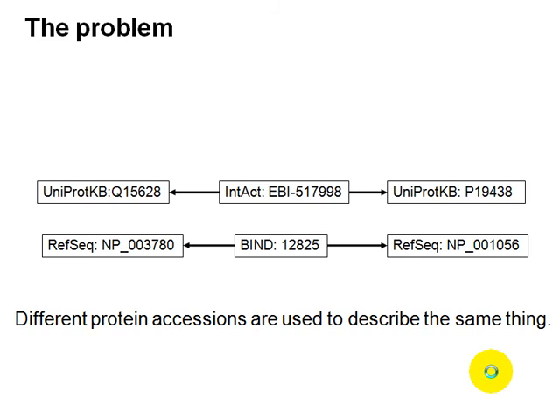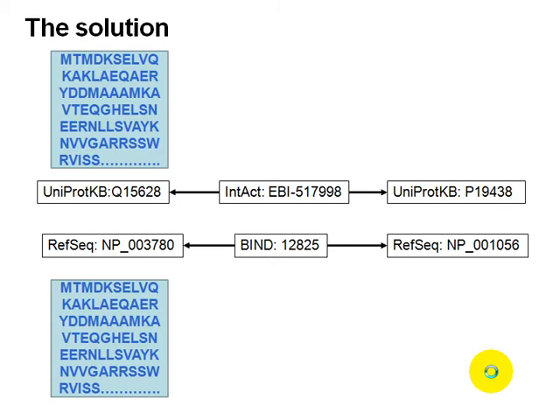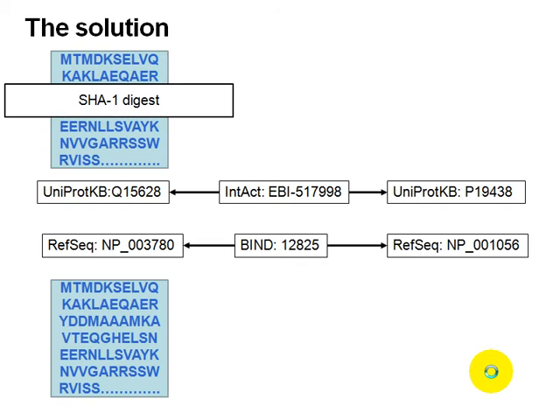The problem comes when looking at these records on the surface. Both of the databases may use different accession systems to describe the proteins that are the interactors in these records. BIND will use the RefSeq system or some GI system from NCBI, while IntAct will use the UniProtKB system. So what we did was we went through and pre-processed all of the accessions that we could find in all of the interaction databases and retrieved the sequences for them. And for each sequence, we've calculated an SHA-1 message digest, and this results in a 27-character key.